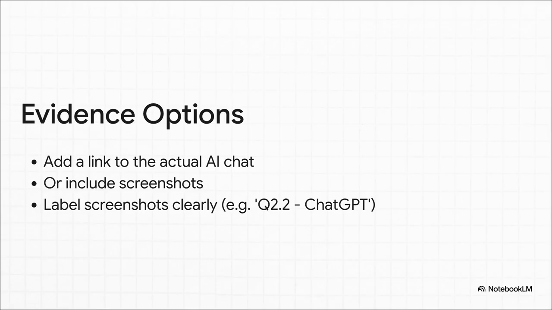But if a link isn't available, you need to include screenshots of your conversation. A quick tip for our hypothetical student here: don't just dump messy images at the end of the document. Label them clearly. For example, title the image Q22-ChatGPT so your marker knows exactly what they're looking at.